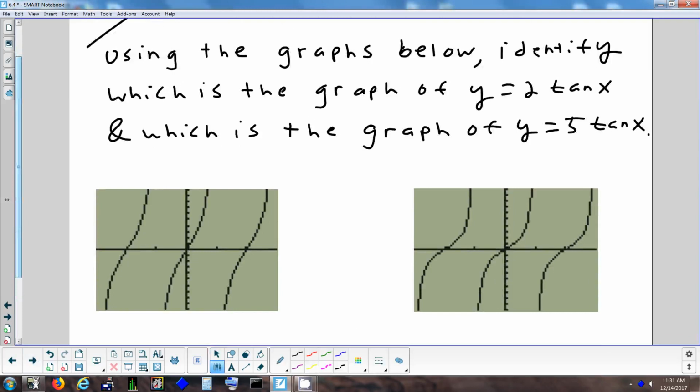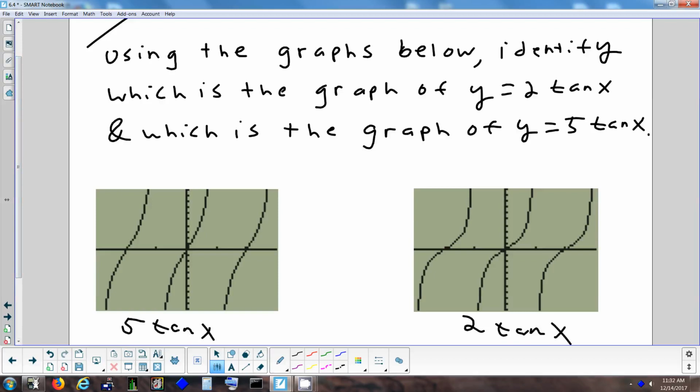First, what does putting a number in front do? Stretch, right? Vertical stretch. So one of these is stretched vertically more than the other. So is the one on the left the 5 tangent x or the one on the right? Well, think about what would happen if you had something that had a curve in it and you started to stretch it. Yeah, it would start to almost look like it's straightening out, right? If you stretch it out. So the one on the left is 5 tangent x, 2 tangent x.